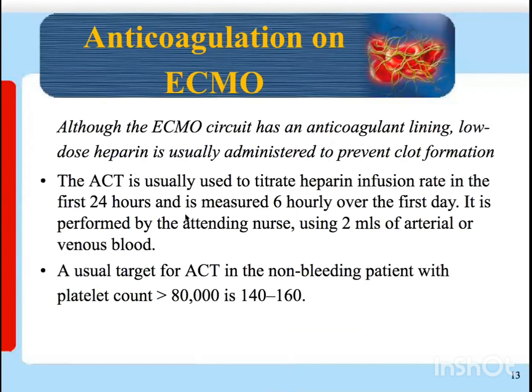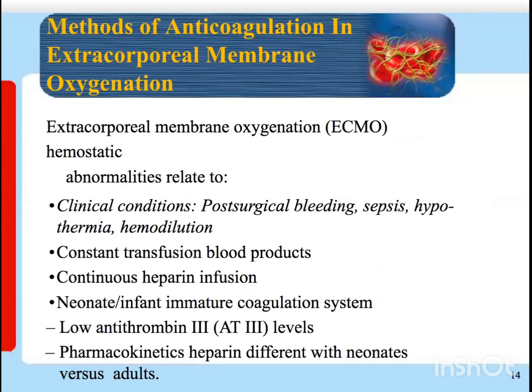So although the ECMO circuit has an anticoagulant lining, a low dose heparin is usually administered to prevent clot formation. ACT is normally titrated to maintain a heparin infusion rate in the first 24 hours and measured 6 hourly on the first day. It is performed by the attending nurse using 2 mLs of arterial or venous blood. A usual target for ACT in a non-bleeding patient with a platelet count more than 80,000 is between 140 to 160. This could be an MCQ and you should know this.